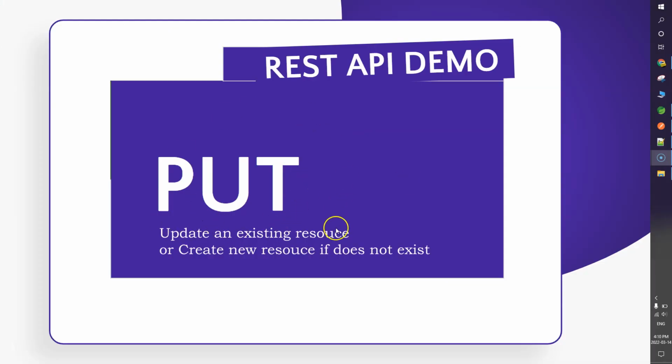So guys, to understand the PUT function, you have to keep two points in mind. One, we use the PUT function to update an existing resource. Okay. So always make sure that if you want to update an existing resource, go and use the PUT function. Second, if the resource does not exist, it creates the resource for you.